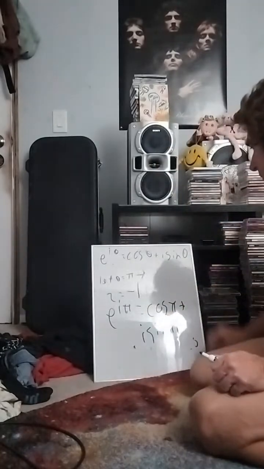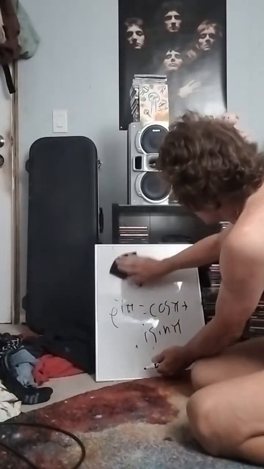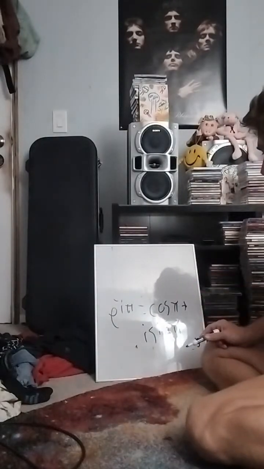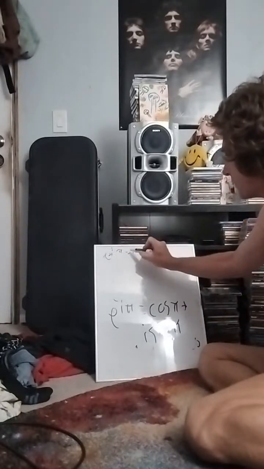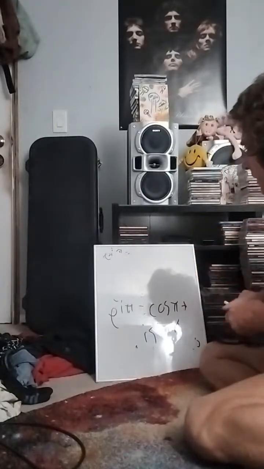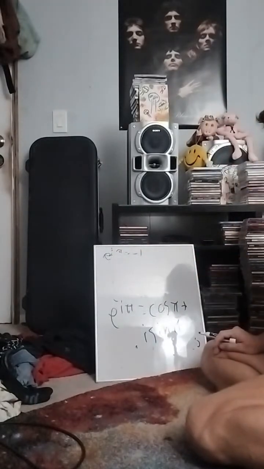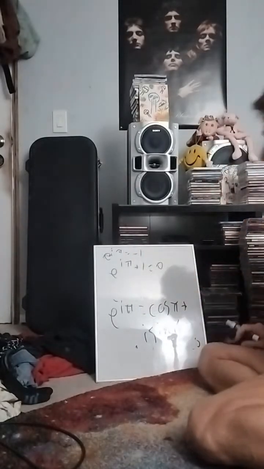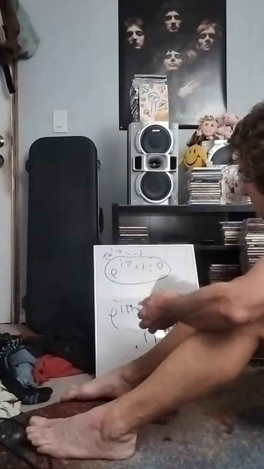So let's go back up here with it. You have e to the i pi equals negative 1. We showed that already. Therefore, e to the i pi plus 1 equals 0. You're just adding 1 to both sides of the equation. And this equation right here is called Euler's identity.